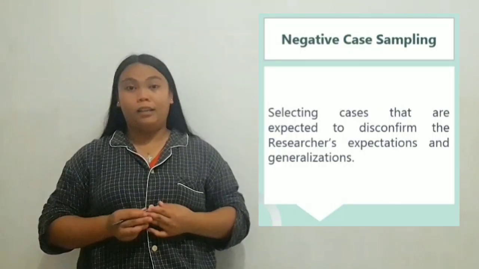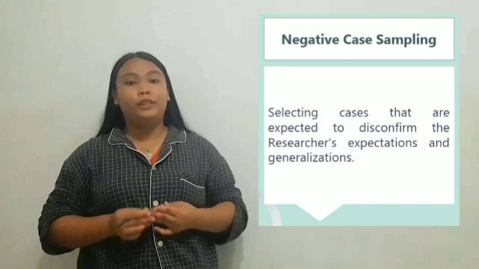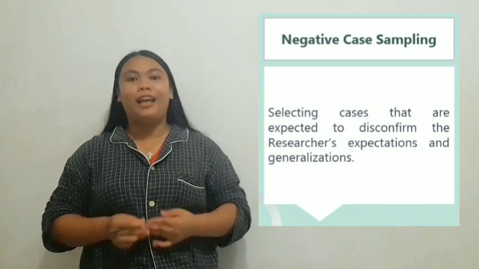Aside from opportunistic sampling, we also have negative case sampling. This is selecting cases that are expected to disconfirm the researcher's expectations and generalizations. For example, most respondents were happy about the latest development. However, a respondent was quiet and seemed reluctant to express her opinion. On noticing her, the researchers called her aside for a separate interview and got a contradicting viewpoint from her.